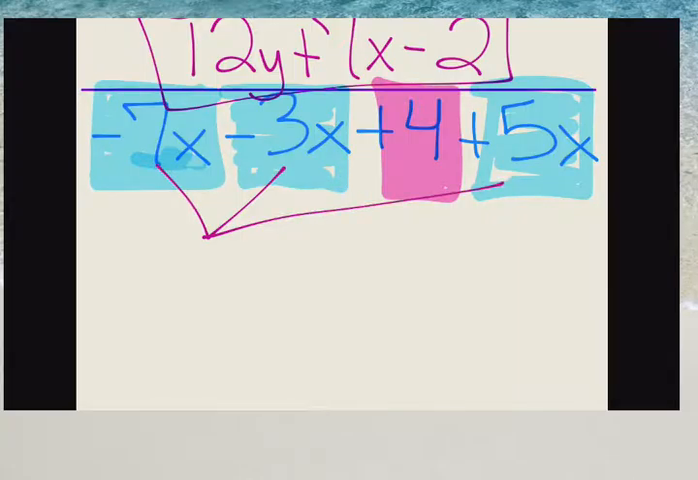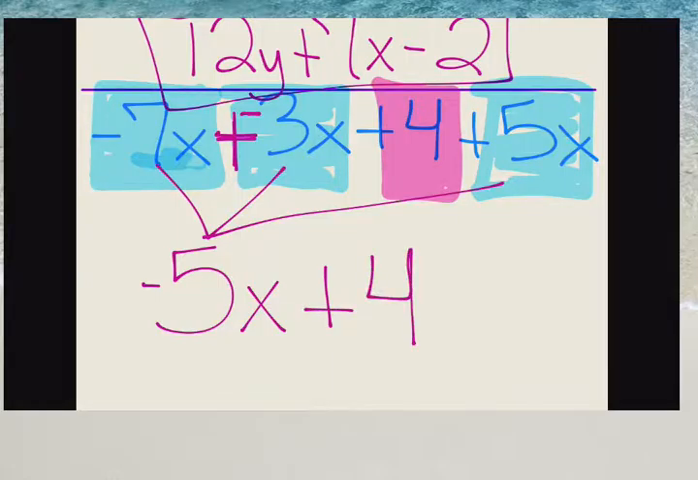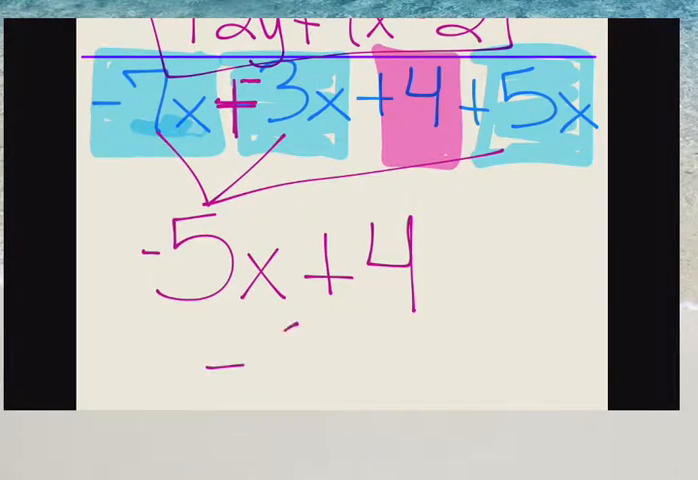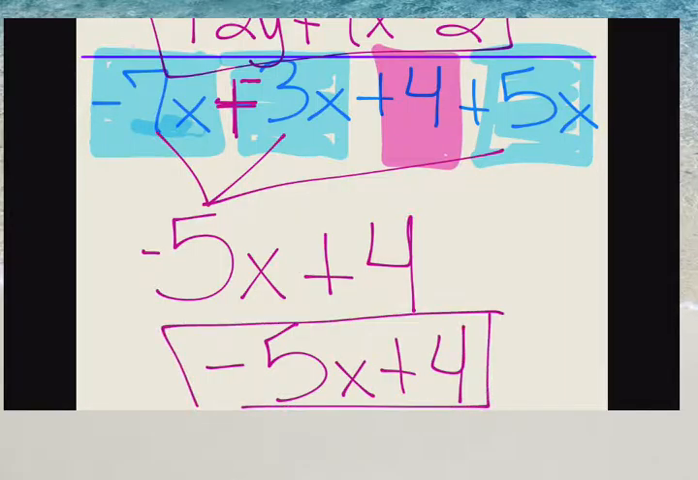-7x minus 3x. I'm going to do KFC to make this easier. So -7x plus -3x is -10x. -10x plus positive 5x is -5x. 4 has nothing to combine with, so that's plus 4. So my simplified expression is -5x plus 4.